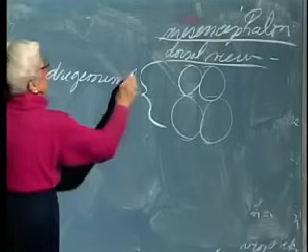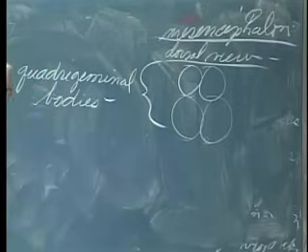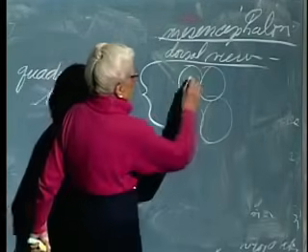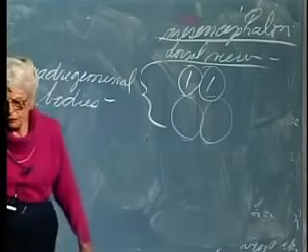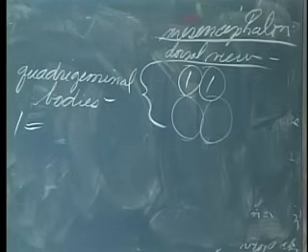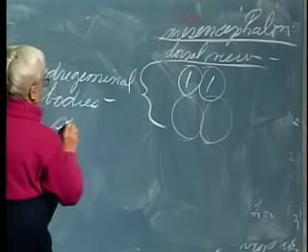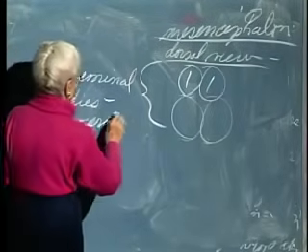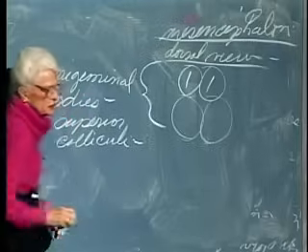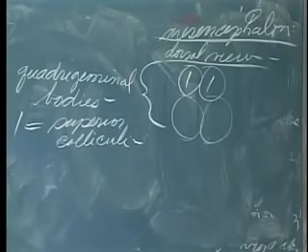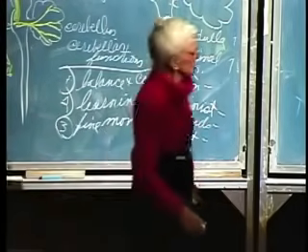Quadrigeminal bodies. And the two superior ones are called the what? Superior colliculi. Superior colliculi is just little hill, because they look like little bumps here. Superior colliculi. What do they do for you? Visual motion. Pick up that little fly out there. You hit your tennis ball, you're watching it. Visual motion.